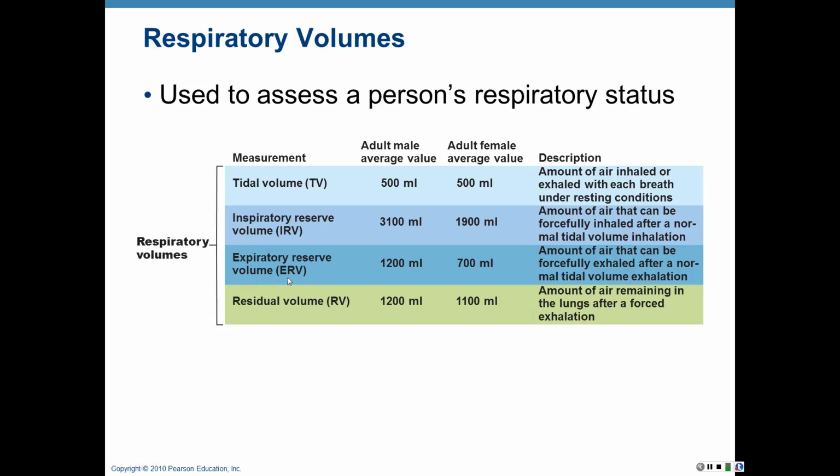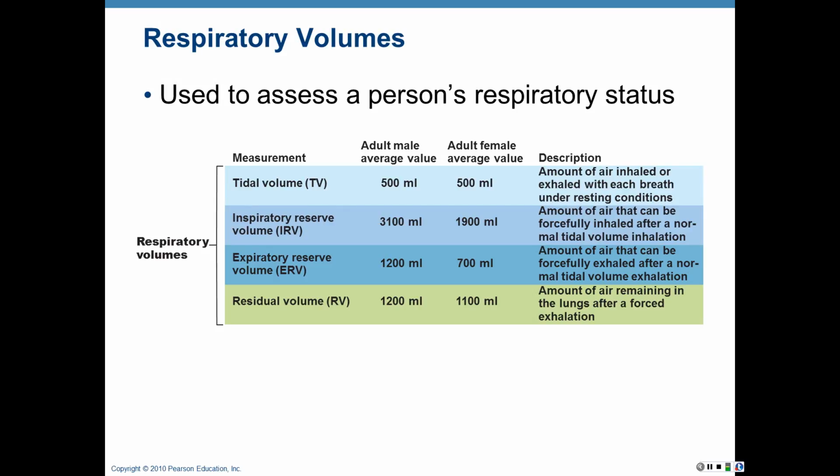Expiratory reserve volume, ERV. Okay, so if you do a normal exhale and then you force out as much air from your lungs as you can, that is your expiratory reserve volume, or ERV. And that's about 1,200 milliliters in a male, 700 in a female.